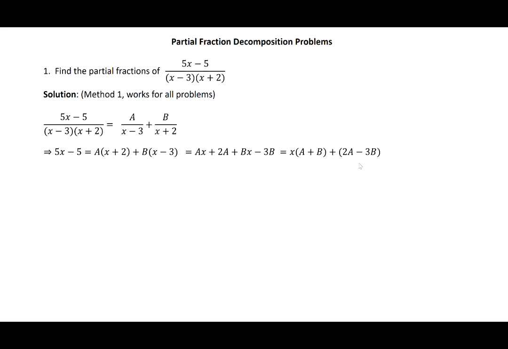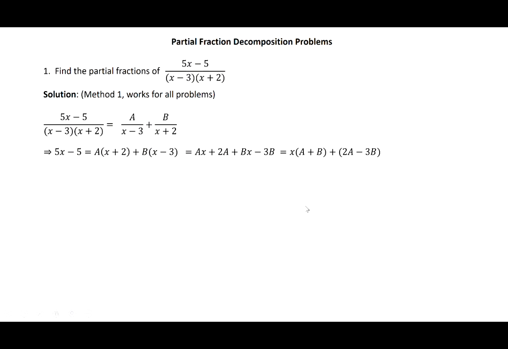Now this is not just an equation. It is more than an equation. It is actually an identity. What does that mean? It is an equation that is true for all values of x. I can plug in any number for x and this must be true. I must pick A and B in such a way that if I plug in any number for x, the left-hand side must equal the right-hand side.